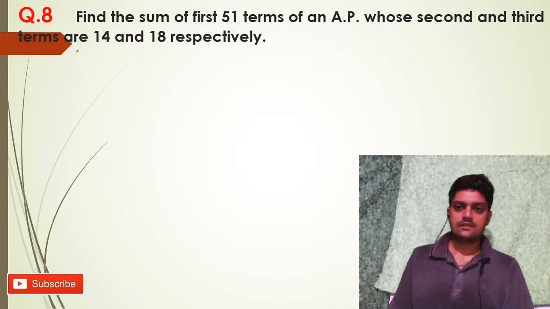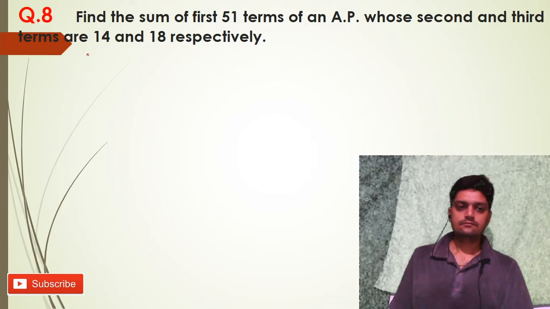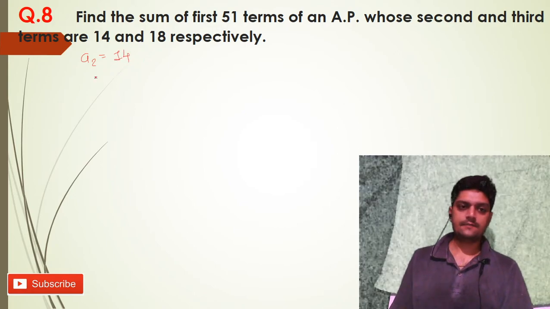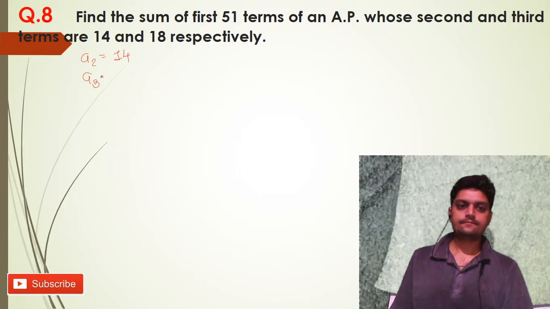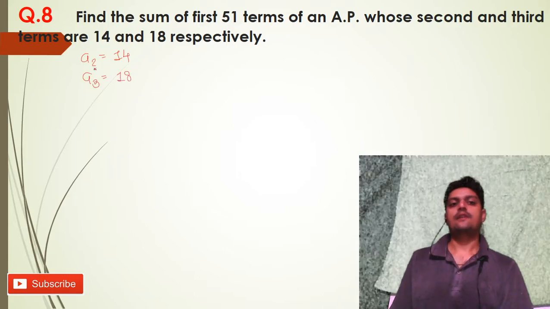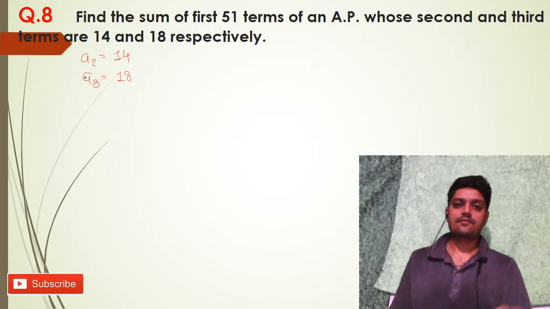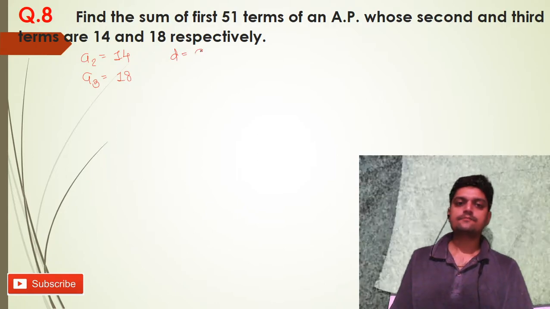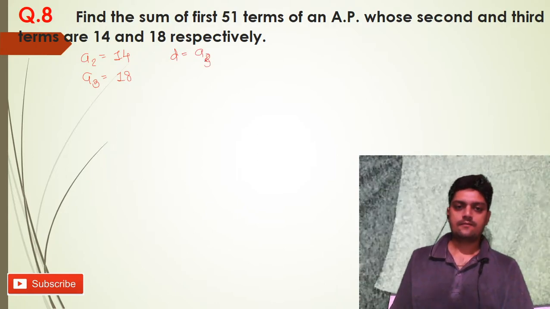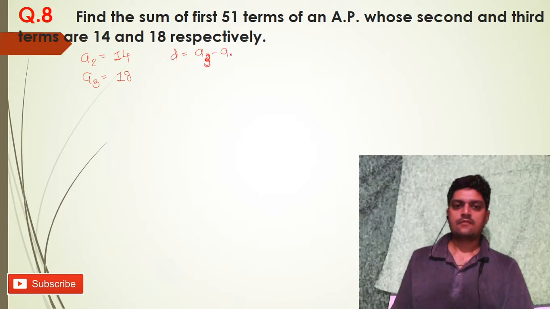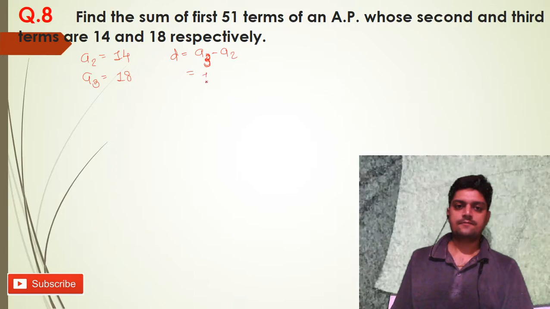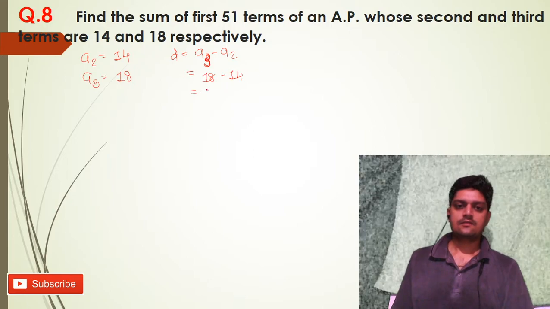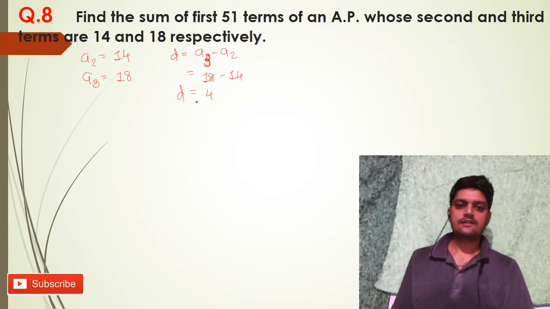Second term, that is A2, is 14, and A3 is equal to 18. So here clearly, easily you can find the difference. I should write difference is equal to A3 minus A2. So A3 is 18 minus A2 is 14. So this is 4. So here your difference is 4.